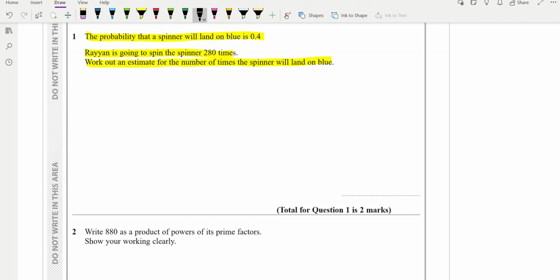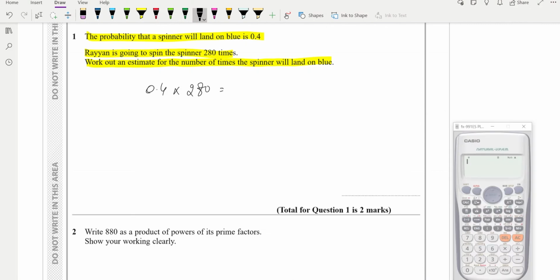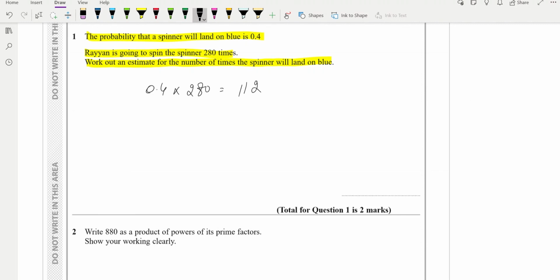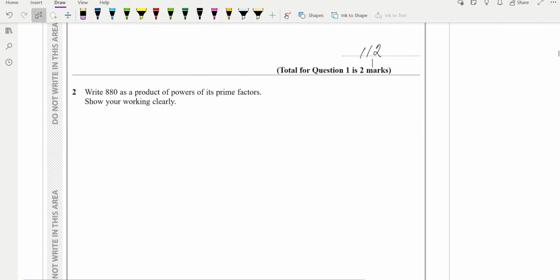So 0.4 is the probability. So 0.4 multiplied by the number of times he will be spinning the spinner. So it will be 280 multiplied by 0.4, and this will be equal to 112. So 112 will be our answer for this part. Now we can move to question number 2.